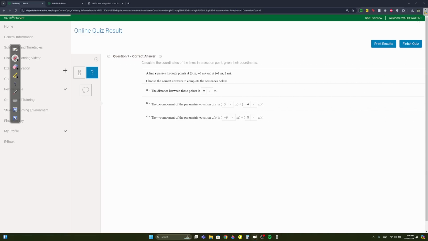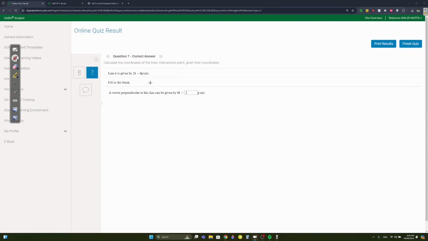Question 7. Line R is given by 2i minus 6j. What is the vector perpendicular to this line? Okay, you know when vectors are perpendicular, that means their dot product is 0. When you multiply them, you get 0. And we know the dot product a times b is equal to x of a times the x of b plus y of a times y of b.